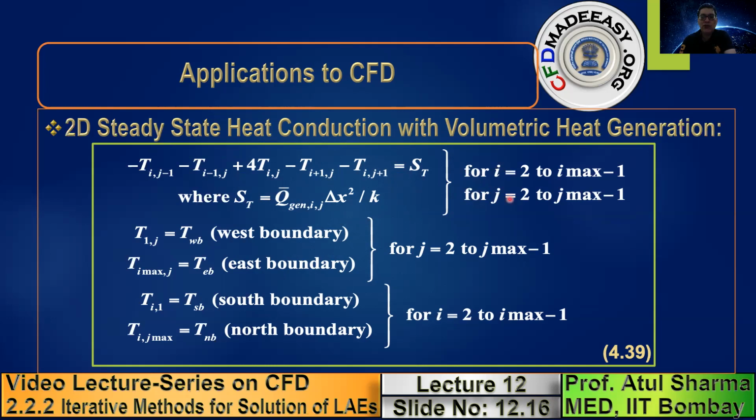This is the loop which you use to solve for the internal grid points, and these are the boundary conditions which have been presented. Let us suppose on all the walls there is a constant wall temperature. On the west wall the temperature is TWB, east wall it is TEB, south boundary it is TSB, and north boundary it is TNB. So this is the algebraic equation for your internal grid points, which are shown by yellow circles, and these are the boundary conditions, which were shown in the previous lecture by blue circles.